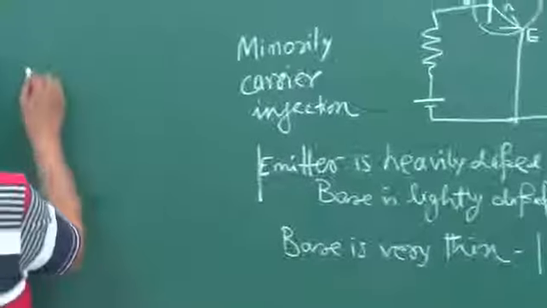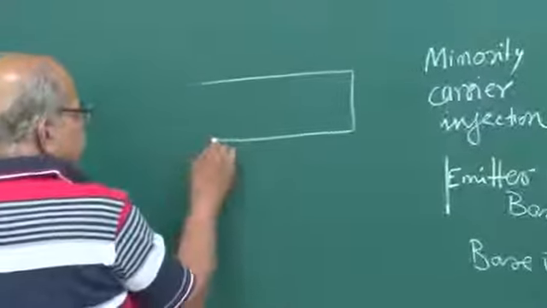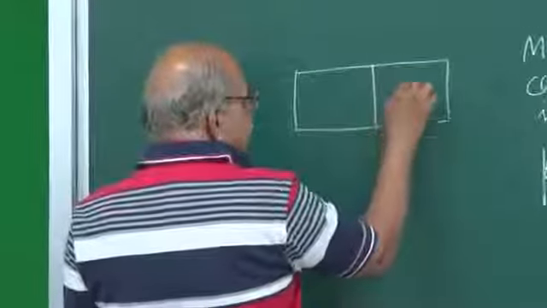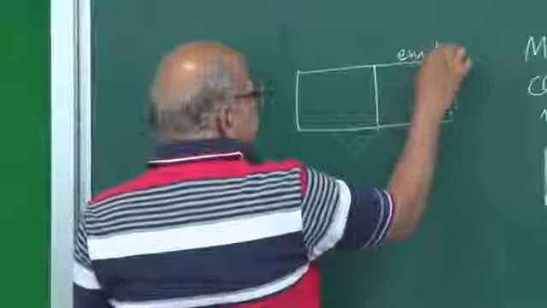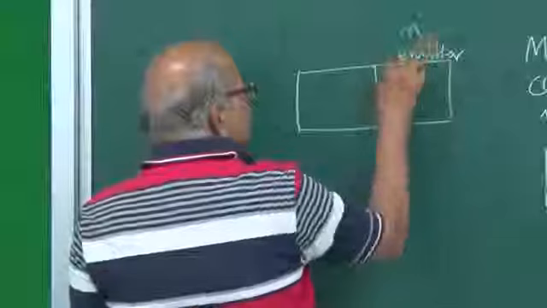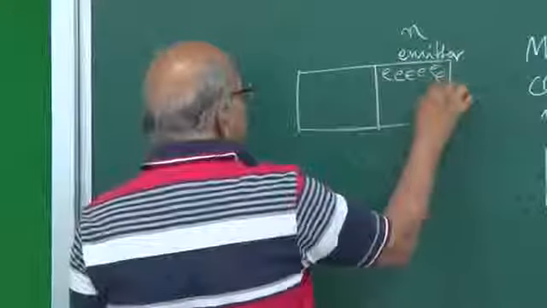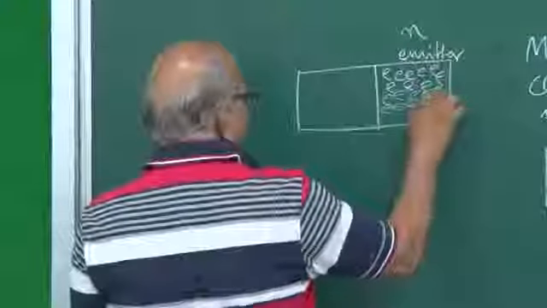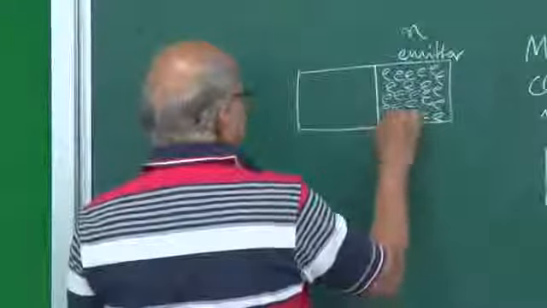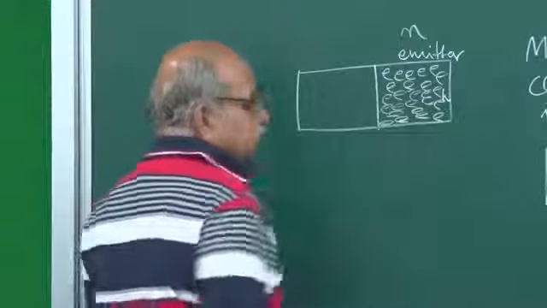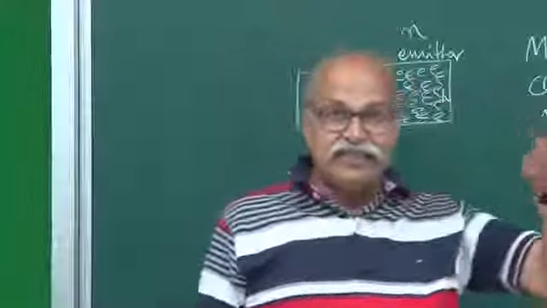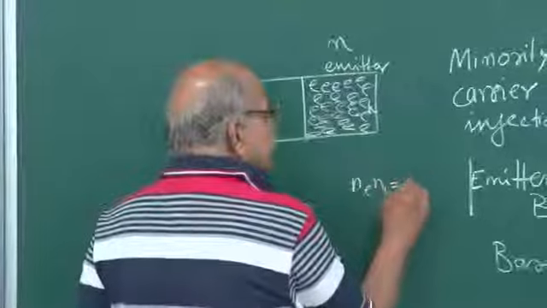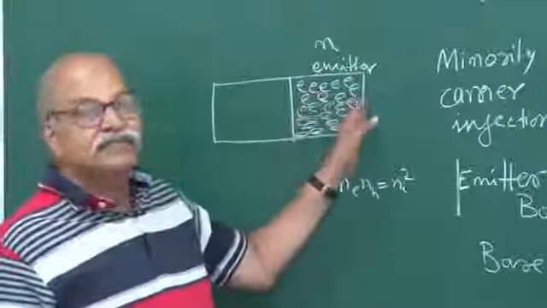So now the situation is something like this. First let us think of this first junction. This is emitter, which is N-type, which is heavily doped. That means there are a lot of electrons there, a very small number of holes. Remember, Ne into Nh is Ni square, okay? Ne into Nh is Ni square. So if one is very large, the other is very small.